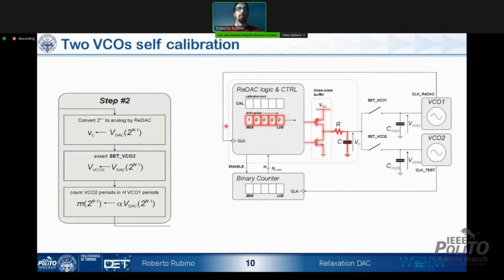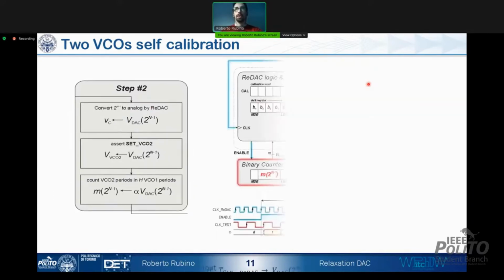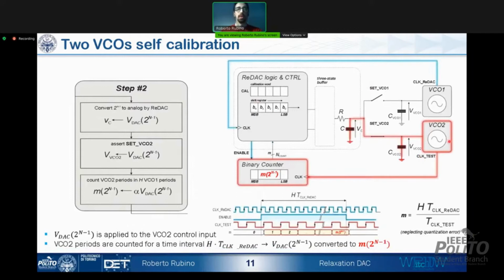Next step is to convert the first of the two half swing voltages. Here we can see the conversion waveform, and the final voltage is connected to the input of the second VCO in order to perform an analog to digital conversion of this voltage. This is performed by enabling the binary counter for each time T-clock ReDAC period, where T-clock ReDAC is the clock period of VCO1. At the end of the enabling period, the binary counter will store a digital word, which is the digital representation of the voltage VDAC of 2^(n-1).